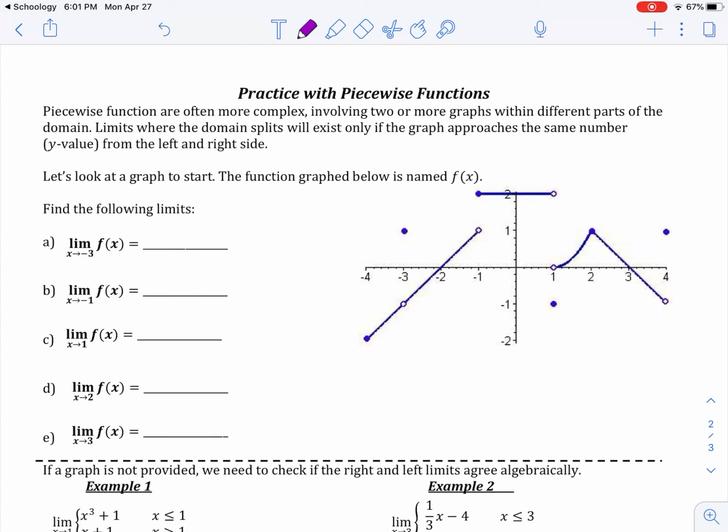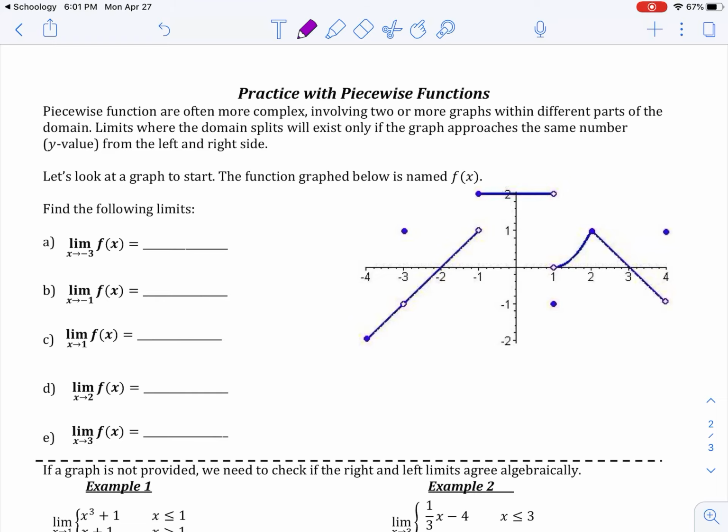Practice with piecewise functions. So first we're going to do it graphically, which you have been taught before, but I just want to make sure everyone's okay with it still. So piecewise functions, as a reminder, are often more complex. They involve 2 or more graphs within different parts of the domain. Limits where the domain splits will exist only if the graph approaches the same number, same y value, from the left and the right.